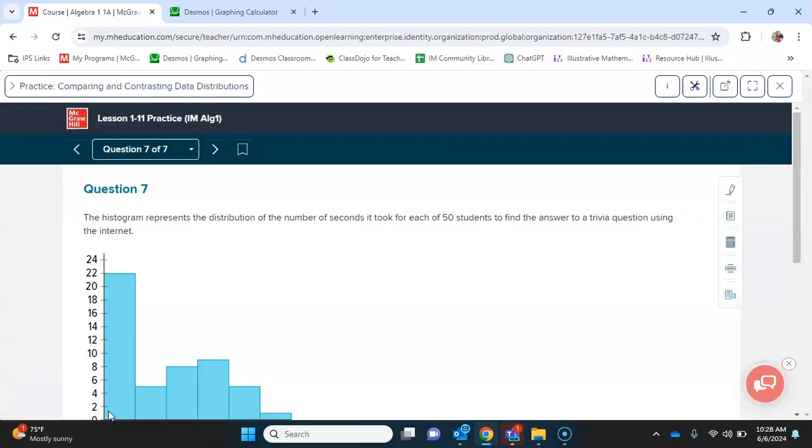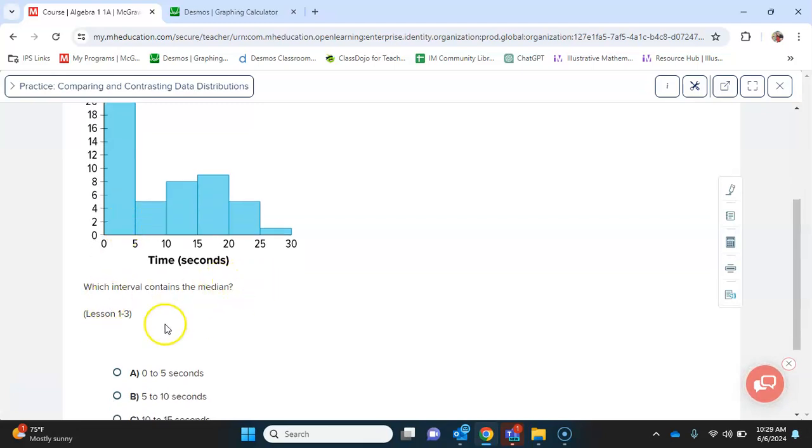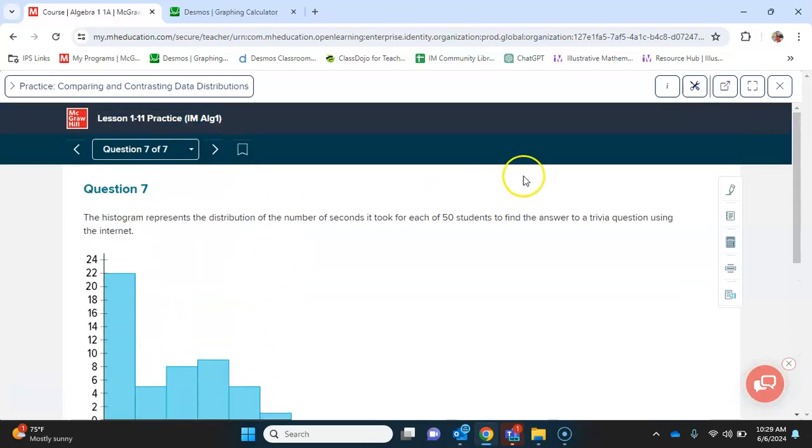Question 7, or last. The histogram represents the distribution of the number of seconds it took for each of 50 students to find the answer to a trivia using the internet. Which interval contains the median? So, there are 50 students in all. So, there is no single median number, so the 25th and 26th numbers give the median.